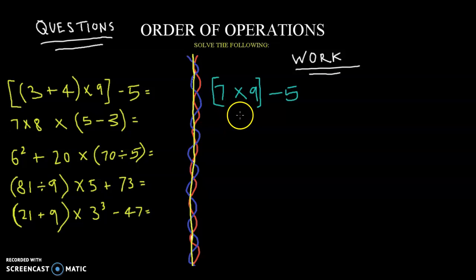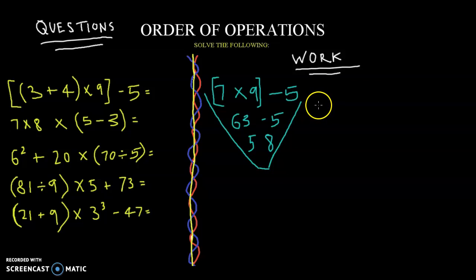So let's do 7 times 9. 63. Yeah, the answer is 63 minus 5. And 63 minus 5 is? 58. And our answer, as you can see, is usually in a Dorito shape like that. Or an upside down mountain. Same thing. Okay, now let's do our other one and write our answer in pink. 58. I like that color.